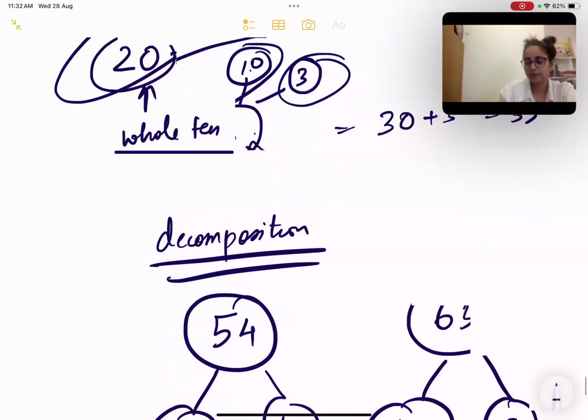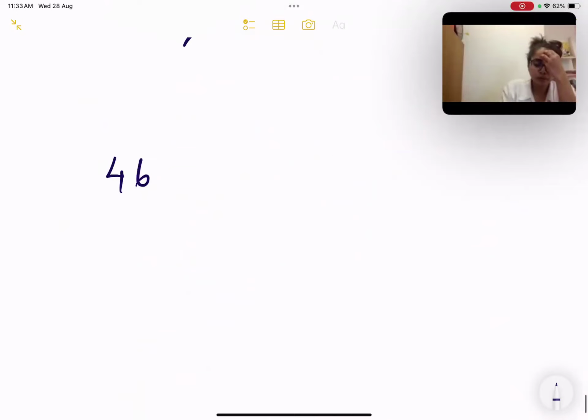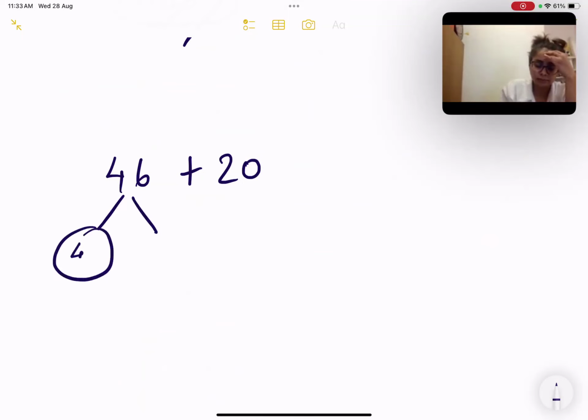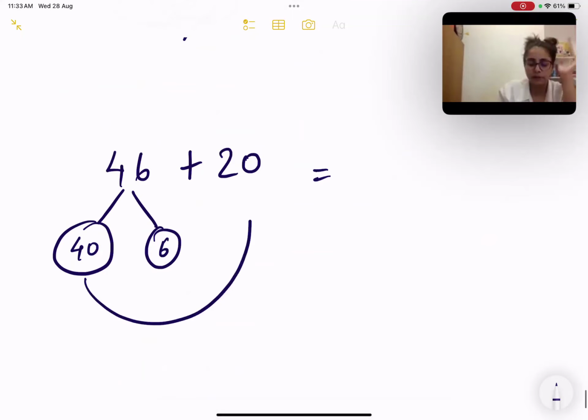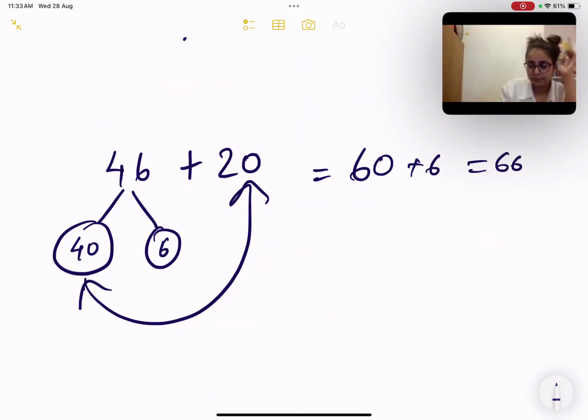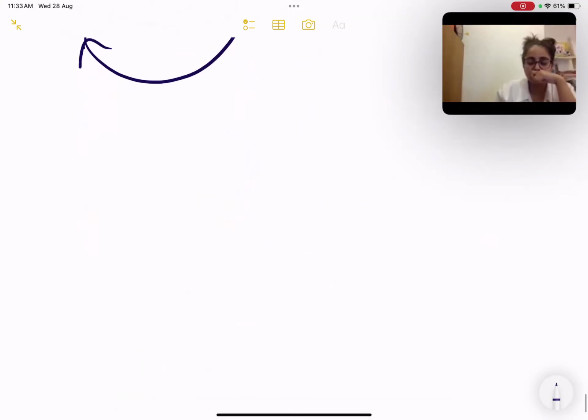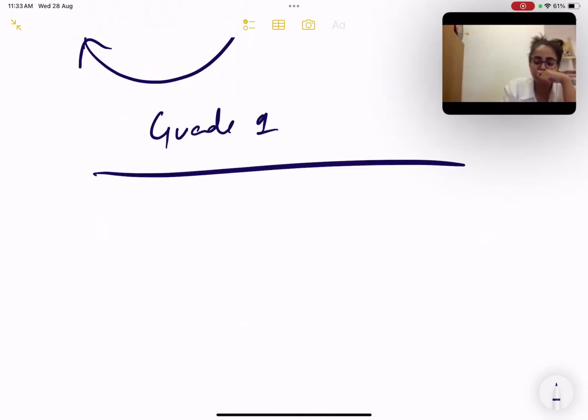I'll give you one more example here. I have a 46 and I have a 20. How will I ask my child to do it? I'll ask them to break it. This becomes a 40, this becomes a 6. Now add the tens separately, add the ones separately. Answer is 66. Now the last one, because in grade 1, this is the last operation.